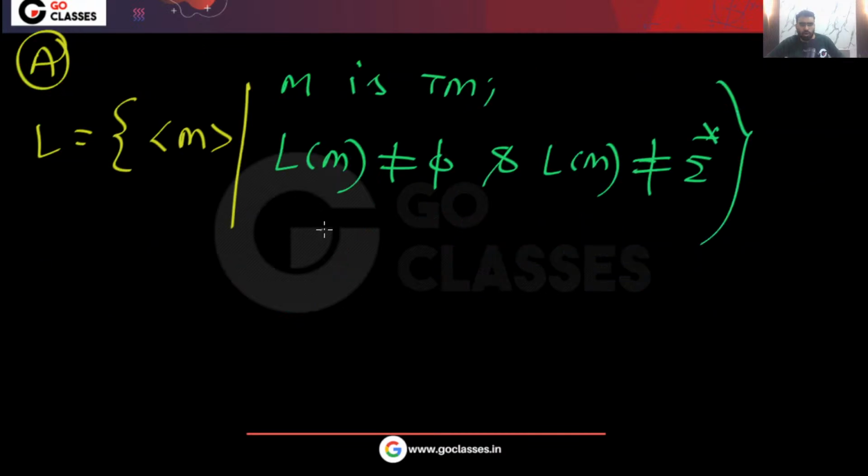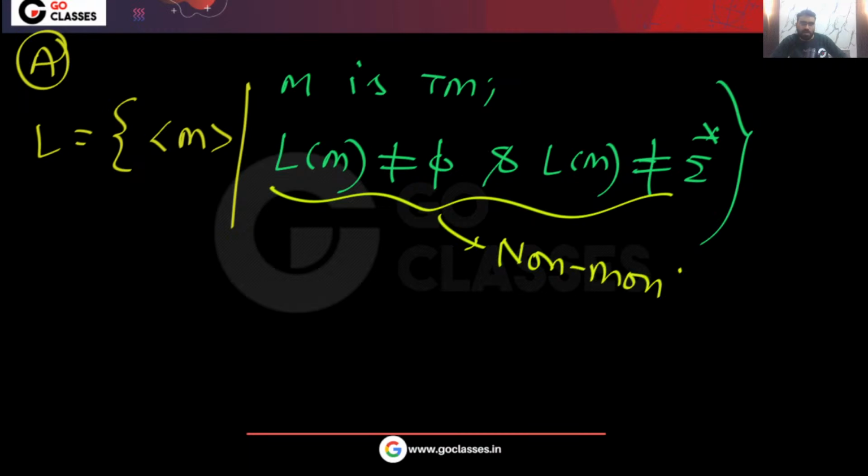Is this a monotonic property or non-monotonic property? What about the monotonic, non-monotonic property? You can see this property is non-monotonic. Why? What is the reason? This is a non-monotonic property of RE languages.